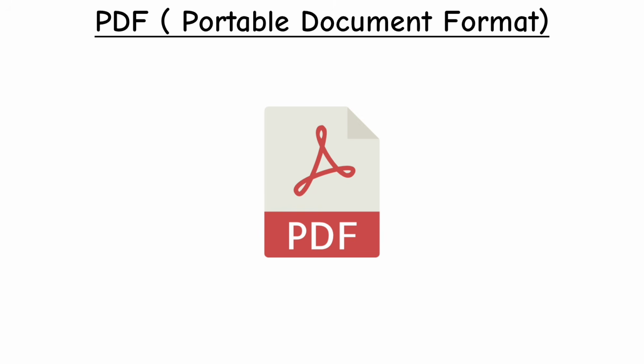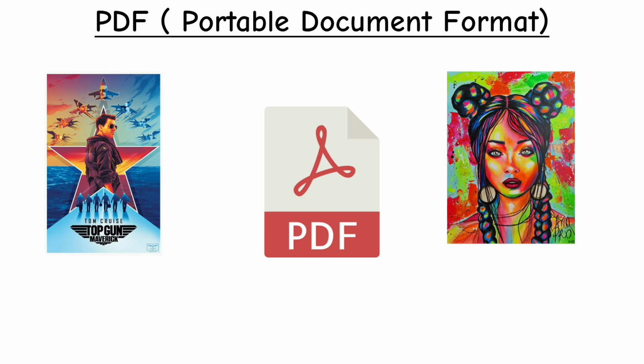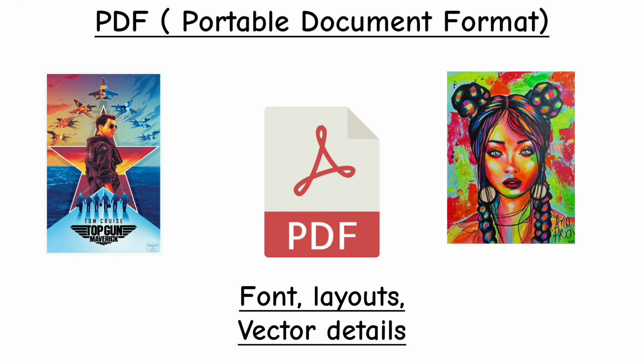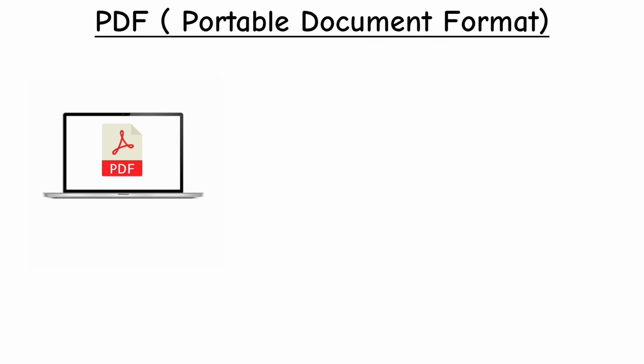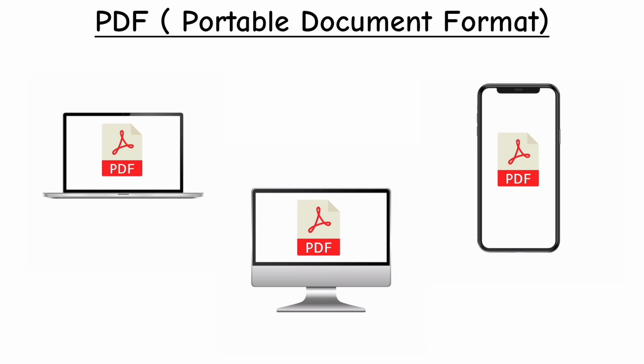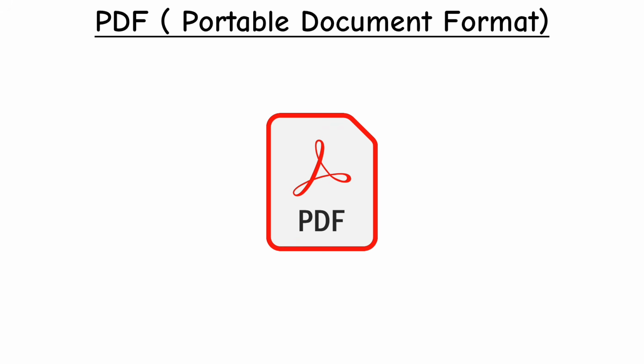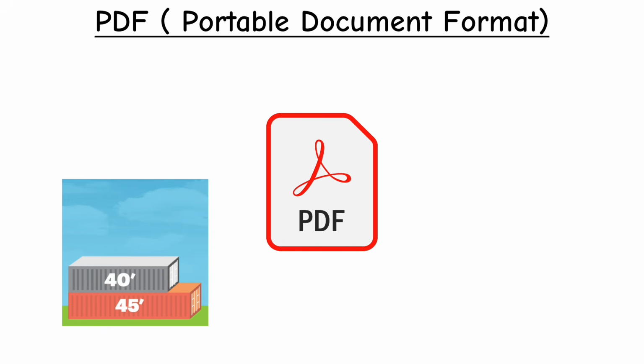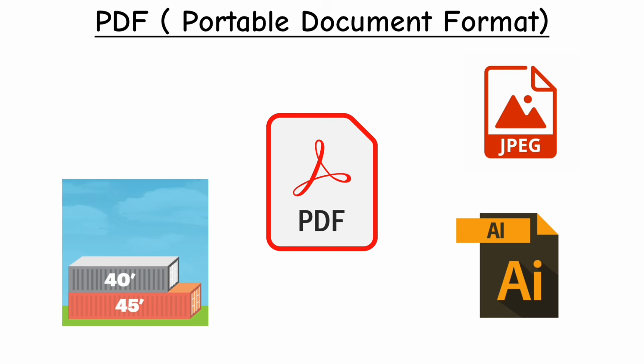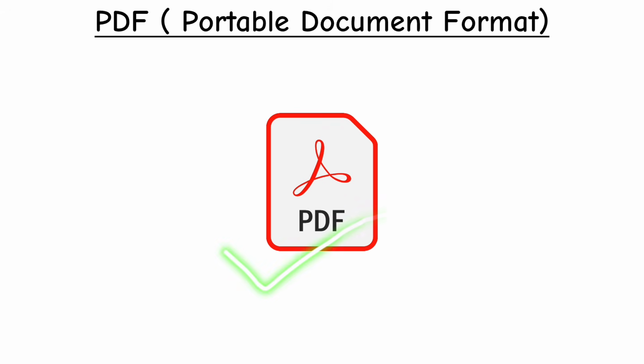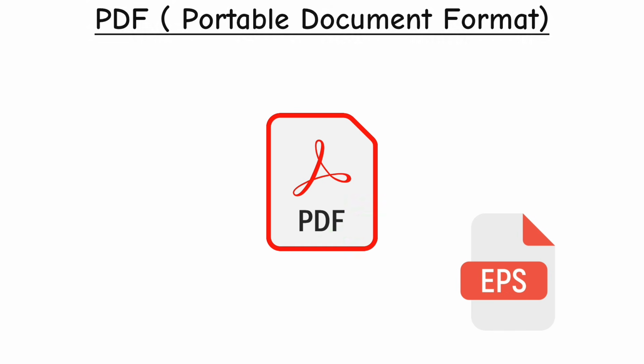Designers often use PDF to deliver posters and artwork because it preserves fonts, layouts, and vector details perfectly across different systems. A PDF will look the same on Windows, Mac, or even a phone, which is why it became the global standard for digital documents. Technically, a PDF is like a container that can include raster images like JPEG alongside vector graphics, making it more flexible than older formats like EPS.